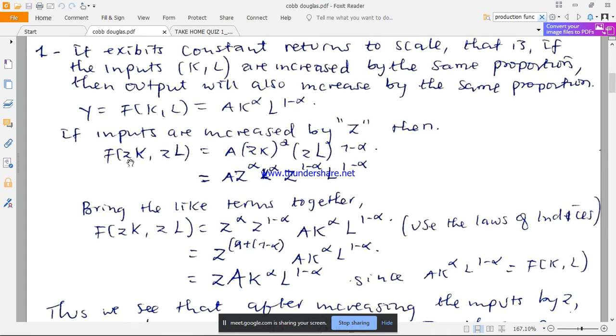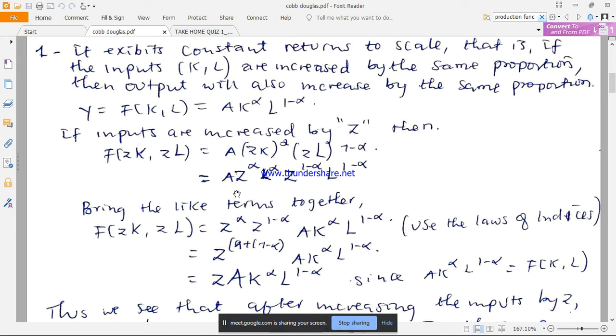So if we increase capital by Z, labor by Z, then let's plug in Z here now. So we're going to say A, open brackets, we have increased capital by Z, which means Z times capital, close, raised to the power alpha. Why? Because capital is raised to the power alpha. Again, Z times L, everything raised to the power 1 less alpha. Why? Because L is raised to the power 1 less alpha.